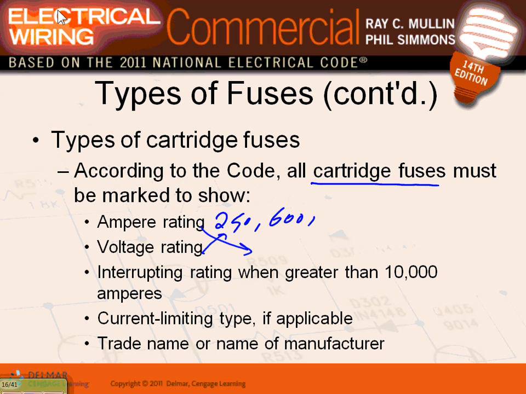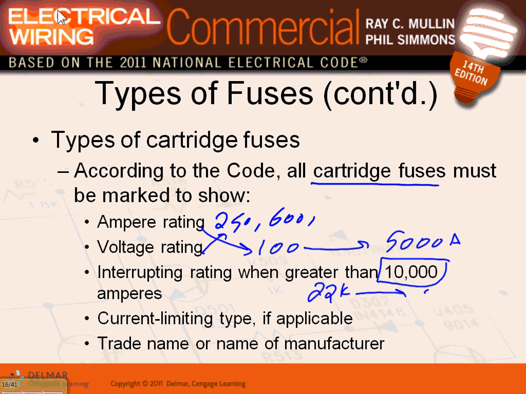For the current, you're going to have these from 100 amp all the way to, I think, almost 5,000 amp. For interrupting rating, if it's greater than 10,000, you can have a 22K all the way to, I believe, 200,000 amp interrupting rating. Current limiting capability, yep, they can limit the current. And there's the manufacturer and the trade name, and all this good stuff. I'll pass these around so you can look at the different types of fuses that we use.